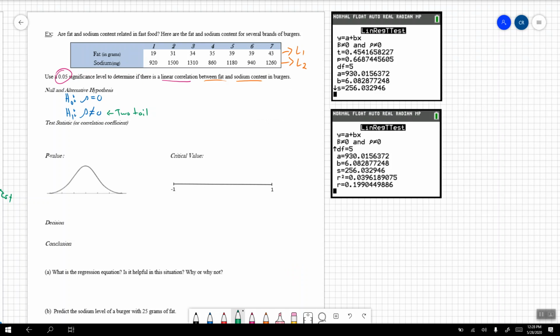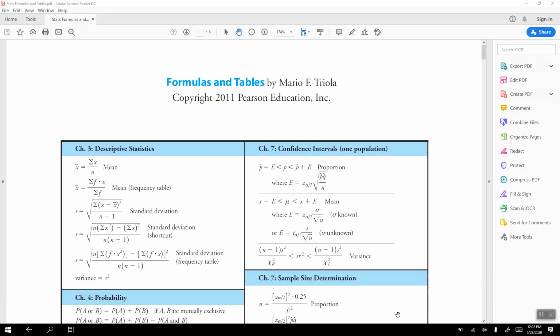Now again, I want to use the critical value method. If I want to use the critical value method here, then I need to find my critical value. The critical value that we search for is going to be based upon my n value, which in here is 7, and my significance level of 0.05. So let's go back and find that critical value on our table, that way we can extract what it is that we're looking at.